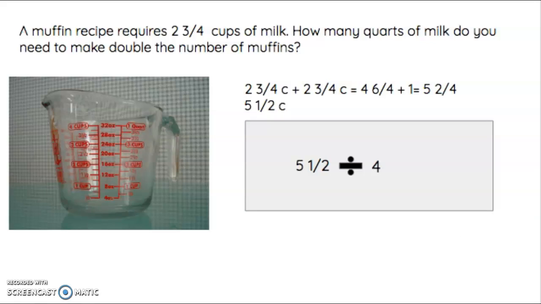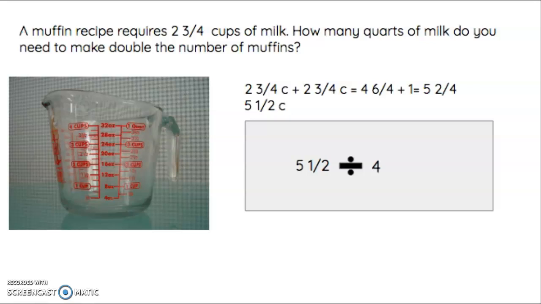Okay, so I've written out my division problem. I know that 5 1/2 cups, that's my total, so it's going to be my dividend. And 4 is the groups that I need to put in to see how many I can get. So 4 is my divisor. So I have 5 1/2 divided by 4.